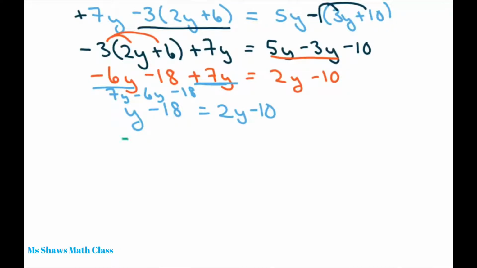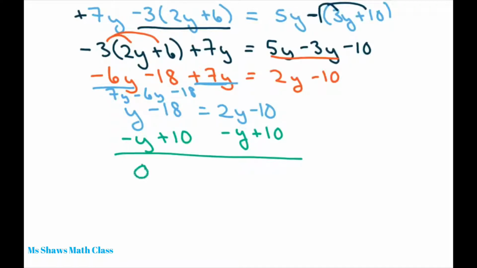I'm going to subtract, using the subtraction property of equality, y. I'm going to use the addition property to add 10. So we get 0 minus 8 equals y plus 0. Therefore, 0 equals -8. Y equals -8. Or our solution set is -8.